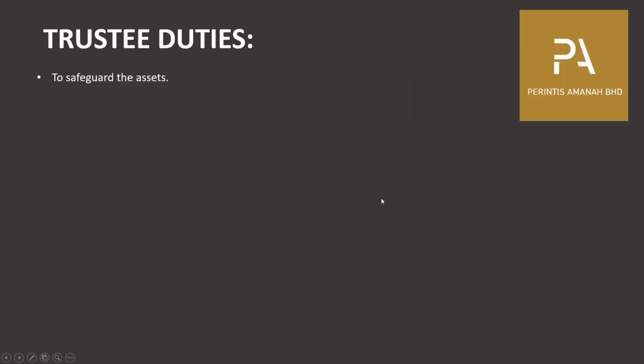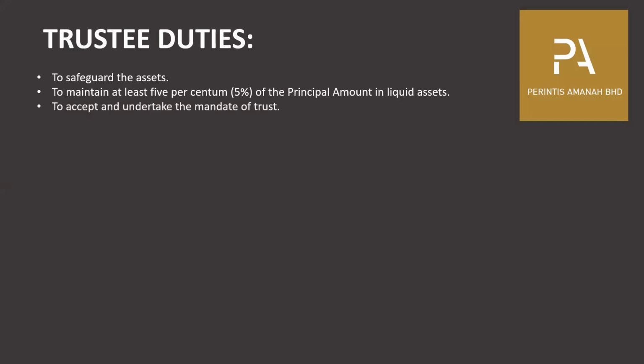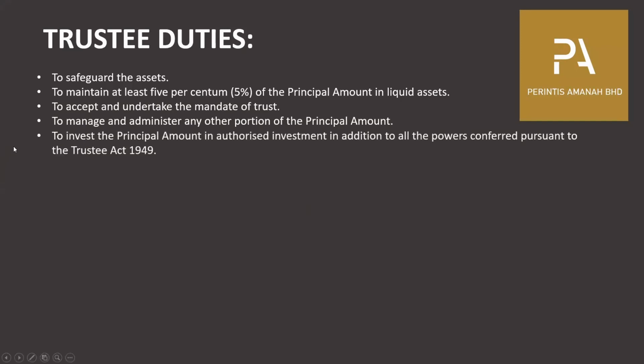So the trustee's duty is to safeguard the assets, to maintain, for Perintis Amanah Berhad in regards to Vitality Trust 2.0, at least 5% in liquid assets. Liquid assets can be cash, term deposits or fixed deposits, and so forth. This 5% is to eliminate issues where sudden death happens and there's no liquidity to pay off the trust. To generate the 10%, which we will talk about later, the assets have to be invested accordingly. So this 5% is not invested. The trustee also manages and administers any other portion of the principal amount, so like I said before, to invest the principal amount in authorized investments.